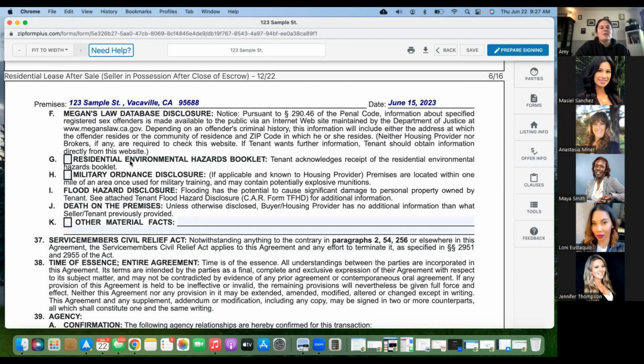The residential environmental hazards booklet is G. Tenant acknowledges receipt of the residential environmental hazards booklet. Military ordnance zone, if applicable and known to housing provider, premises are located within 1 mile of an area once used for military training and may contain potentially explosive munitions, right? We would check those boxes if those apply. Flood hazard disclosure. Flooding has the potential to cause significant damage to personal property owned by the tenant. See attached tenant flood hazard disclosure. This is needed if the property is in a flood hazard zone.